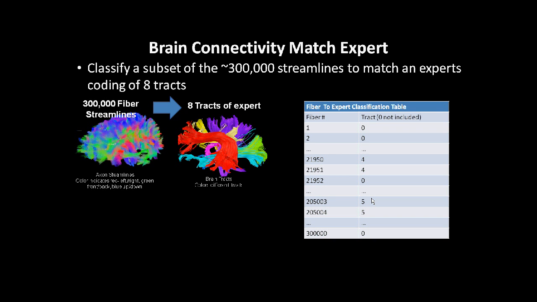What you'll actually be submitting is basically a table which just indicates for each sequential fiber, are you coding it? 0 means no, or if you are coding it, the number 1 to 8 of whether or not it is expected to match our expert coding of that fiber track.